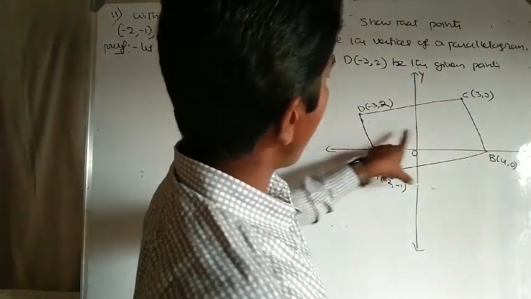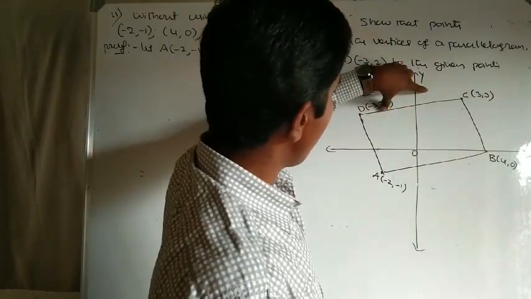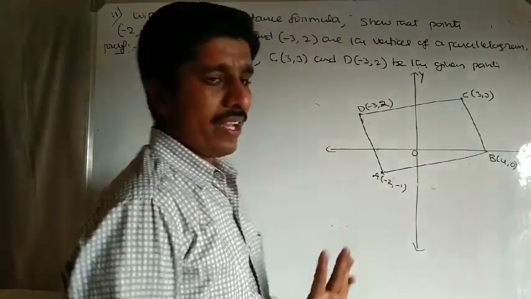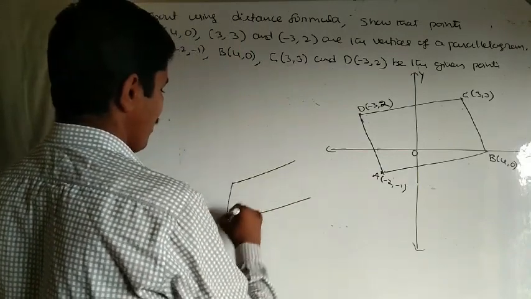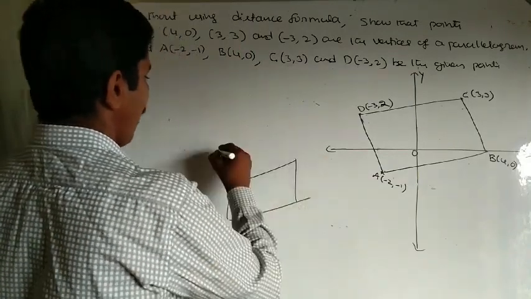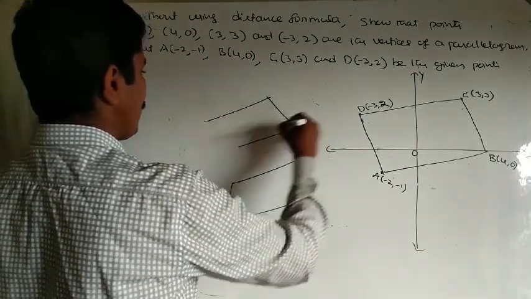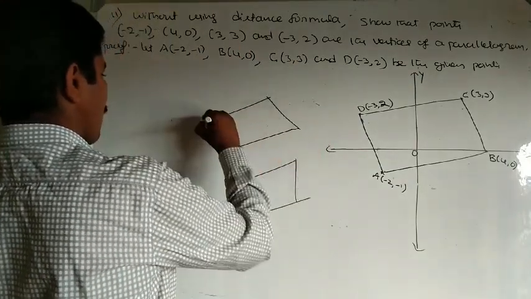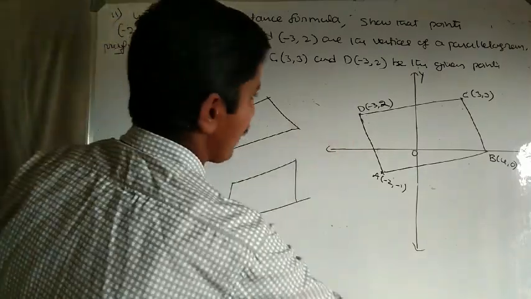So in a parallelogram, opposite sides are equal. Here AD is equal to BC, DC is equal to BA. You can draw a rough figure like this, or you can draw like this. No need to mark points, just draw a rough figure.